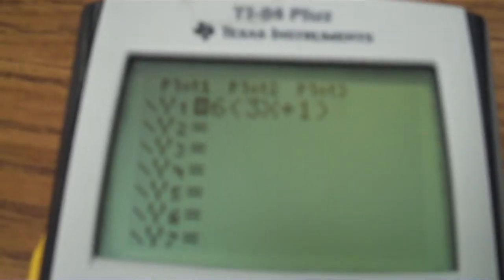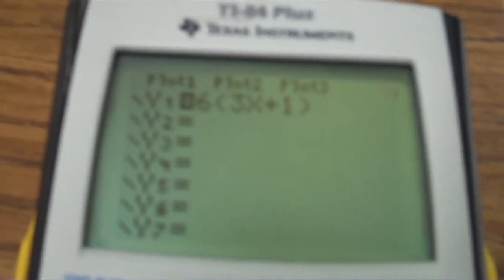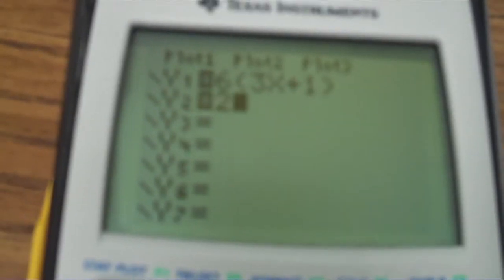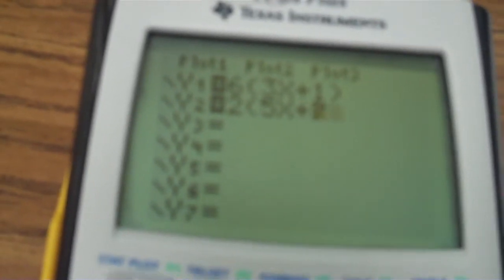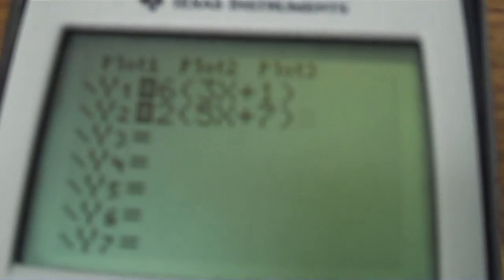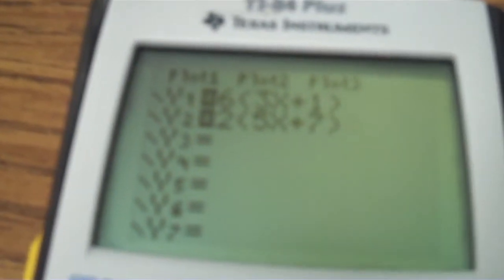So I'm going to go to y equals. Type in 6 parentheses 3x plus 1, just like it looks on my paper. Go down to y2. Type in 2 parentheses 5x plus 7. So it looks just like it. Make sure you're doing this in the calculator with me. Okay? And then we go to graph. See if we can see where they cross.